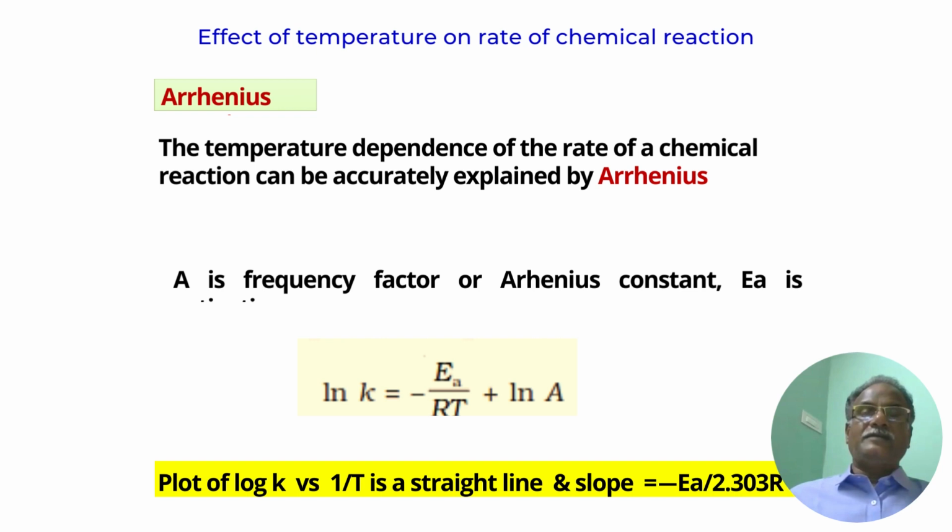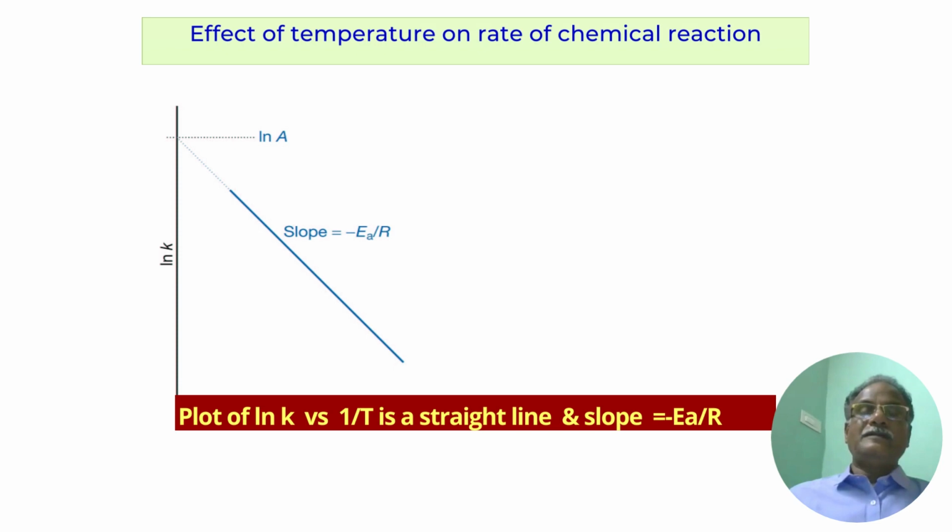Effect of temperature on rate of chemical reaction. Here, this can be explained by the Arrhenius equation. The temperature dependence of the rate of a chemical reaction can be accurately explained. A is the frequency factor or Arrhenius constant. EA is activation energy. This is the plot we can obtain.